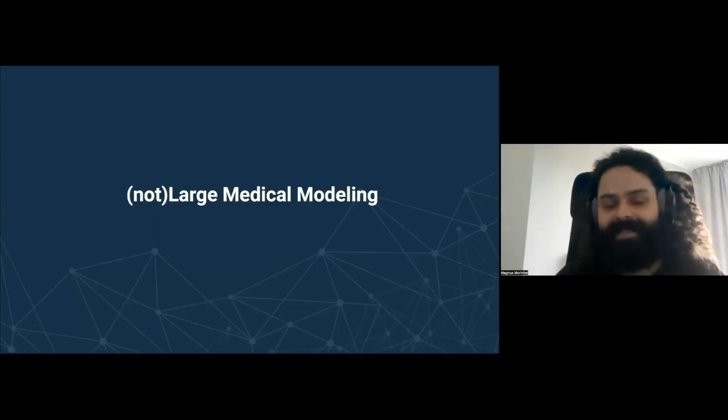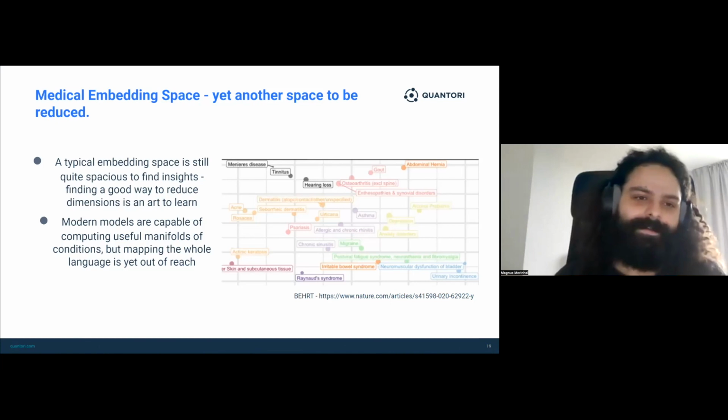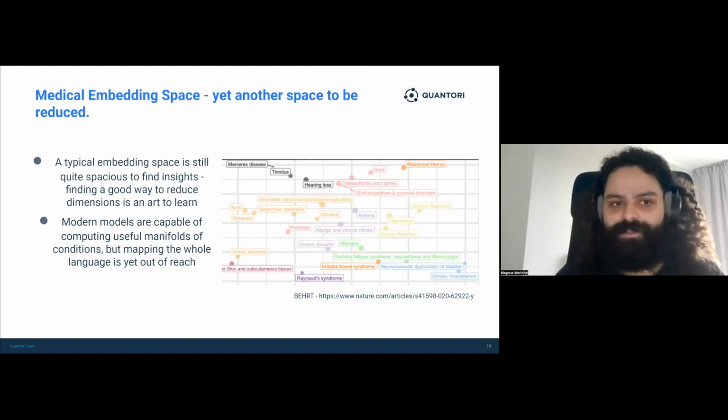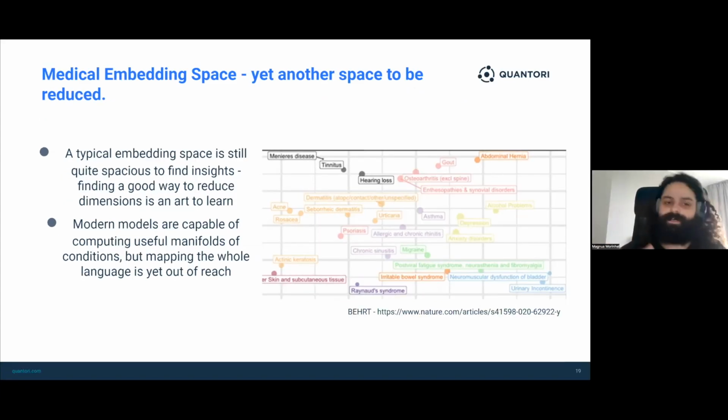So that leads us to not-very-large medical modeling. It's not yet there, but that's what we get. The medical embedding space is just a space, as always. Nothing special, it's just a space we can work with, build something on top of it, try to solve some task based on the embeddings, etc.